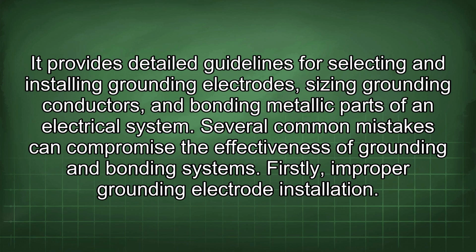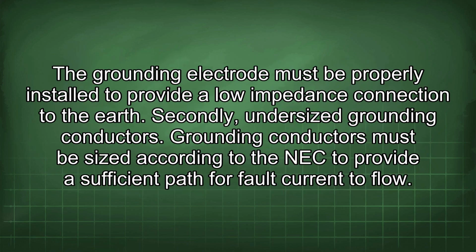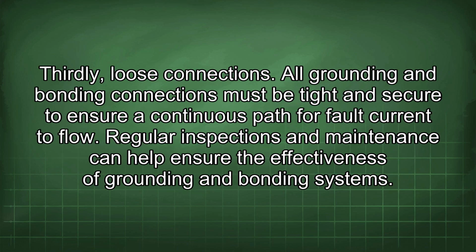Firstly, improper grounding electrode installation. The grounding electrode must be properly installed to provide a low impedance connection to the earth. Secondly, undersized grounding conductors. Grounding conductors must be sized according to the NEC to provide a sufficient path for fault current to flow. Thirdly, loose connections. All grounding and bonding connections must be tight and secure to ensure a continuous path for fault current to flow.